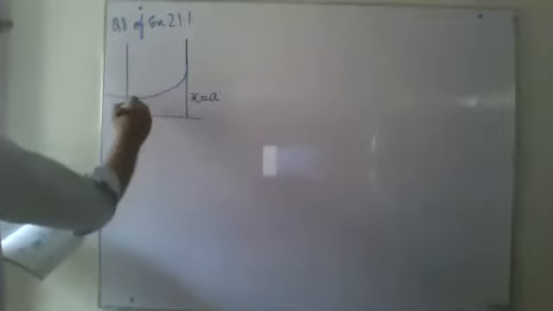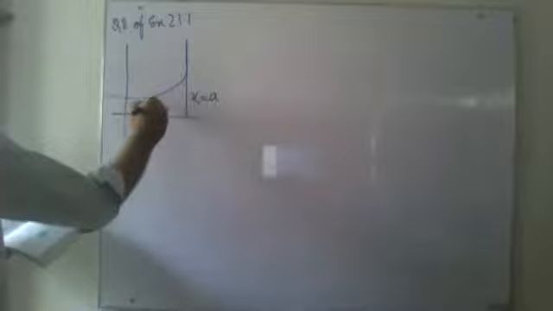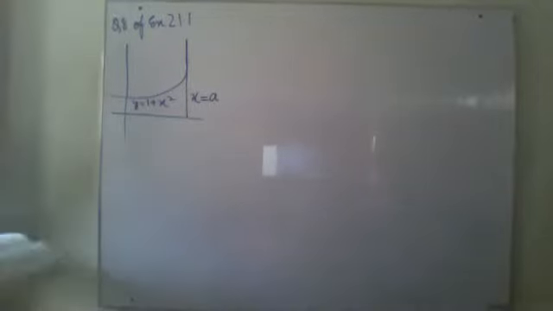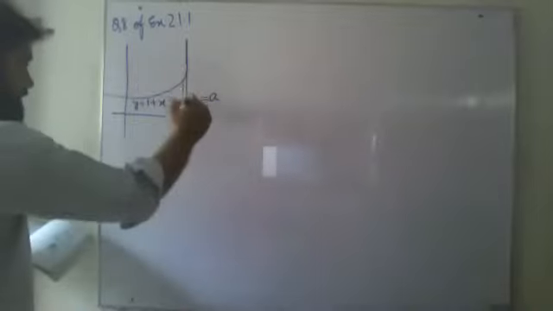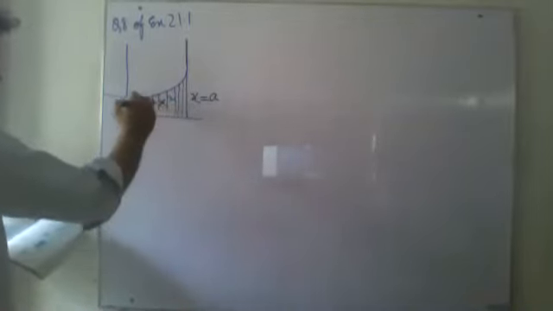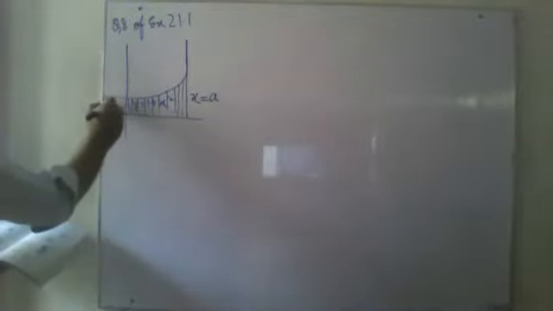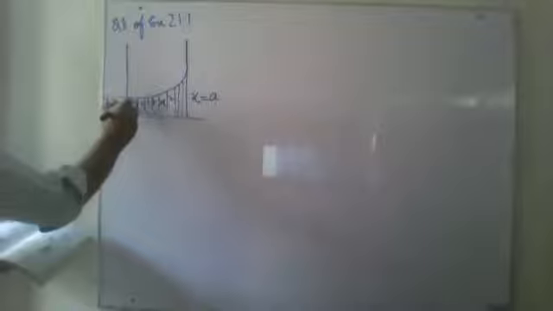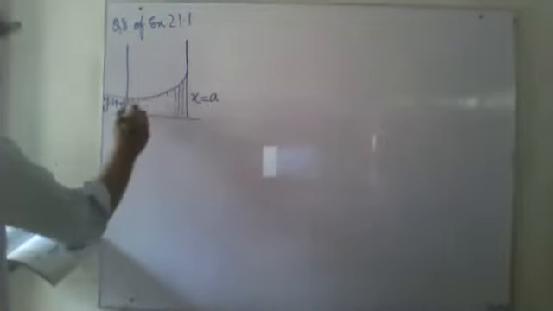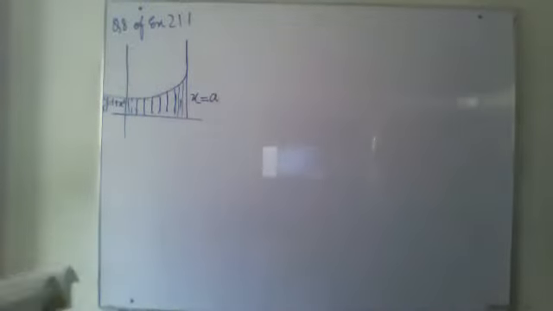The equation of this curve is given: y equals 1 plus x squared. And this is a shaded region. This is the complete shaded region. I'm writing the equation over here, beta: y equals 1 plus x squared. And this is the complete shaded region which I have got right now.